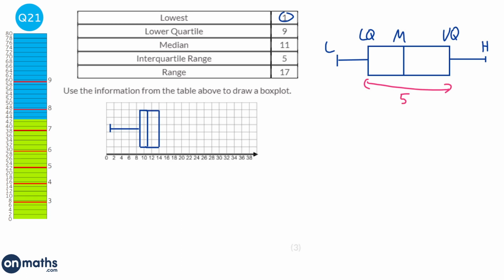Now the range is the total distance, or the total width, of our box plot. So that's 17. So that's going to be 17 higher than the lowest value. Now the lowest value is 1, so 1 plus 17 is going to be 18. So we're going to have that at 18, and again I'm just going to put a line there.